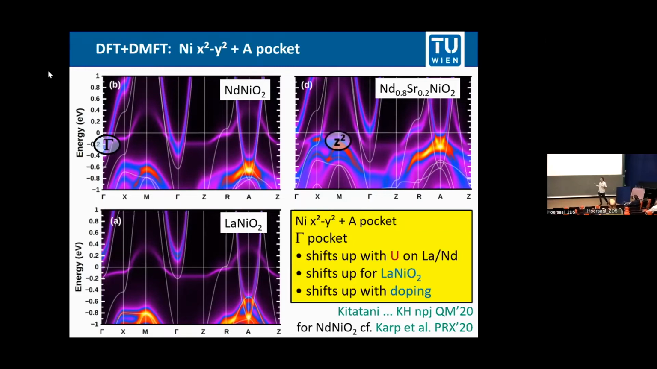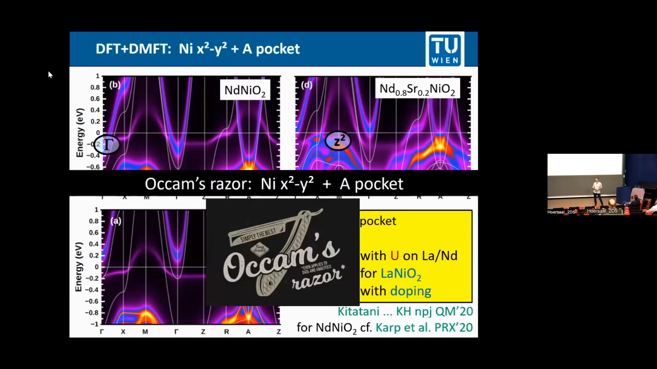So if we have such a kind of calculation with all the orbitals, let's take Occam's razor and simplify the model as far as possible. And as far as possible is really just to have the two orbitals, x squared minus y squared and the A pocket. There's a z squared orbital here, but it's still below the Fermi energy. It shifts up. But in the superconducting regime, in this calculation, it doesn't contribute to the Fermi surface yet. Okay, that is the simplest model, and let's see how far we come.